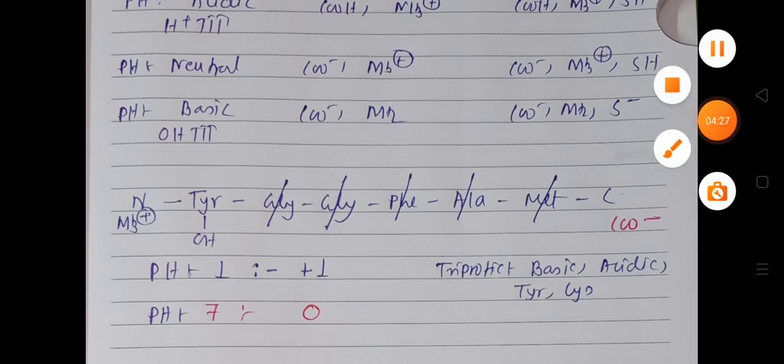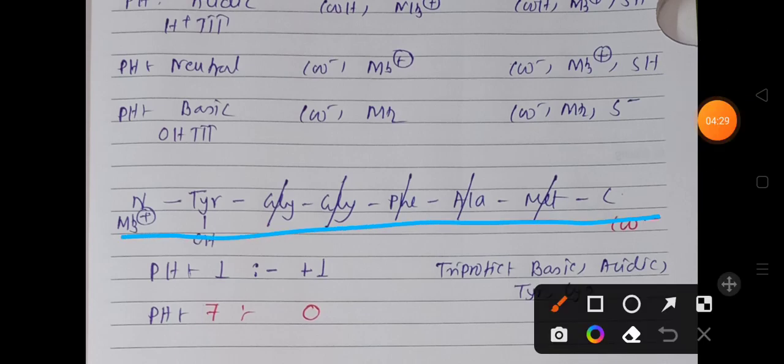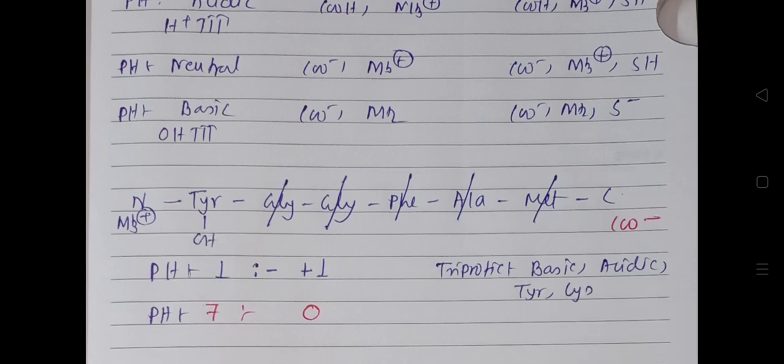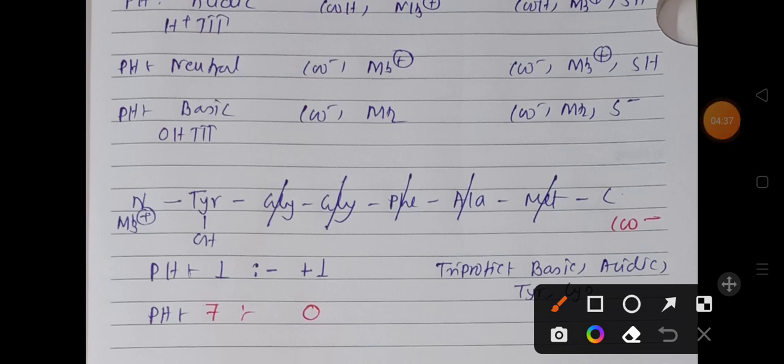So they are telling us to calculate the charge of the peptide at pH 1 as well as pH 7. Although I have already calculated it, I am going to explain how I calculated it. So the first thing is to determine the N terminal and C terminal. I have already told you how to find the N terminal and C terminal.